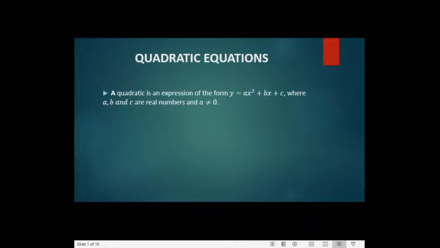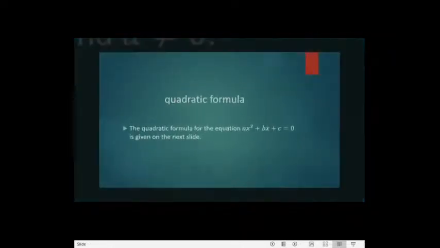Okay, meaning that if we substitute a with 0, then it will become 0 plus bx plus c, meaning it ceases to be a quadratic equation. So this is why we are being shown that a is not equal to 0. It can be any other number, for example 1 or negative 1, but once it is 0, it ceases to be a quadratic equation. That's the reason why a is not equal to 0.